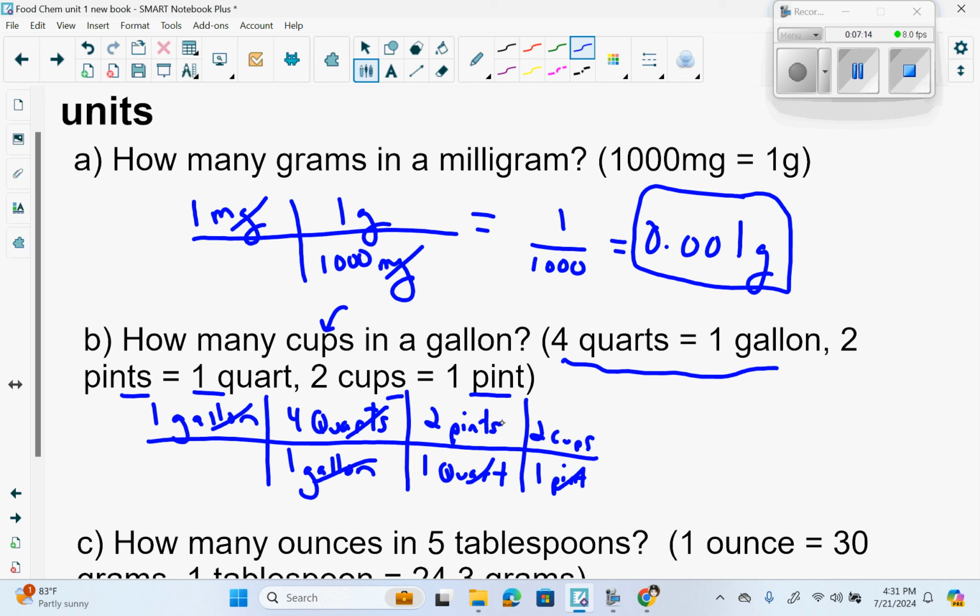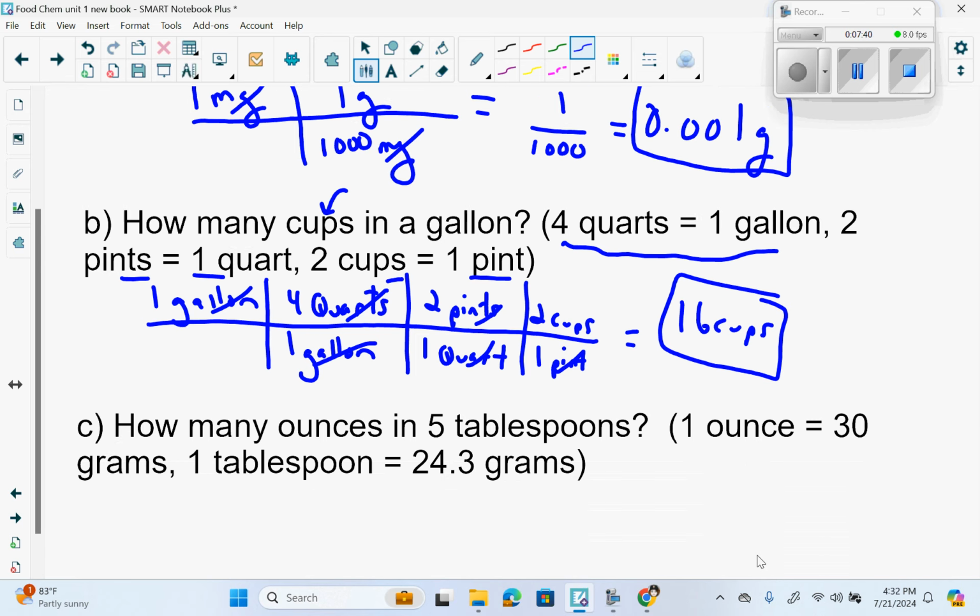So pint is out. And now you've got a bunch of numbers here. So first of all, you have all ones on the bottom, so you can just ignore that. But what do you do with these numbers on the top? You multiply. So it's 1 times 4, which is 4. 4 times 2 is 8, and 8 times 2 is 16. So there's 16 cups in a gallon. Or you could have put that into your calculator as well.